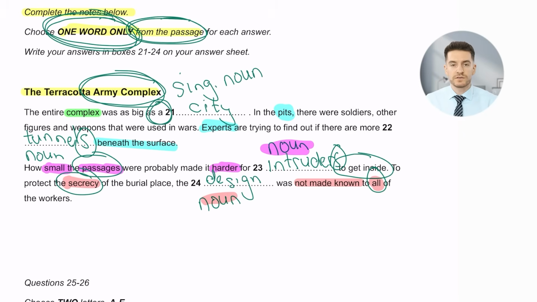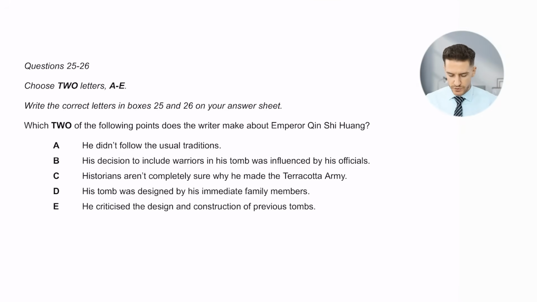So they were the note completion questions. I think they're pretty simple if you just follow the strategy. So now let's move on to the last set of questions here. Questions, let me change to yellow, 25 to 26. Choose two letters, A to E. Okay, let me circle that one more time. Two letters. Write the correct letters in boxes 25 and 26 on your answer sheet.